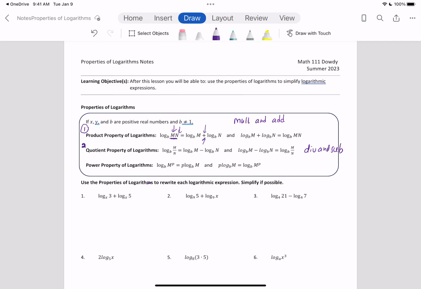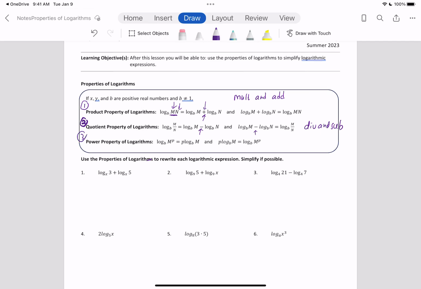The second one is the quotient property. So if we have log base b of m divided by n, then we can rewrite that as log base b of m minus log base b of n. And of course the property also works in the opposite direction. If we're given a subtraction, we can combine it as a quotient.